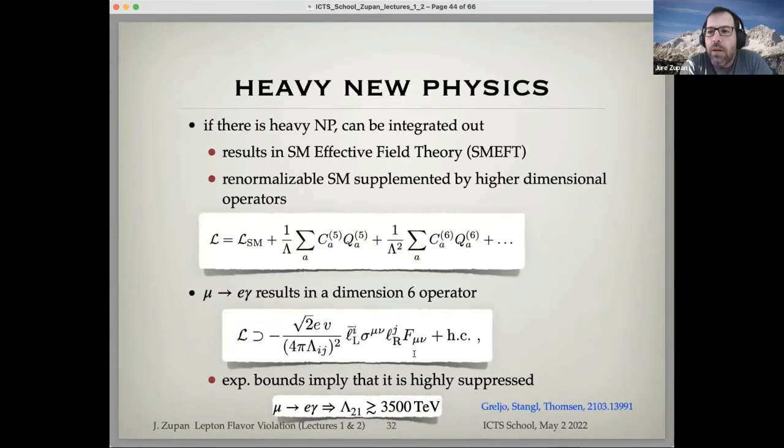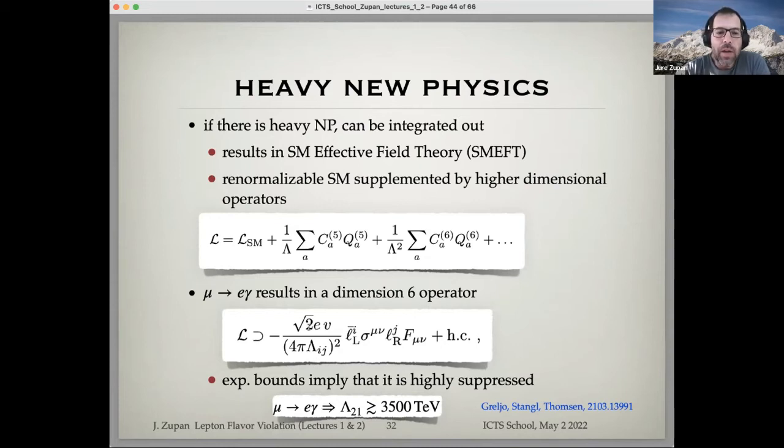All right, so let's look at the theory side of it. So let's assume that this is heavy new physics that will be responsible for the mu to e gamma transition. So then we can integrate out this new physics, and we'll end up with a standard model effective field theory.